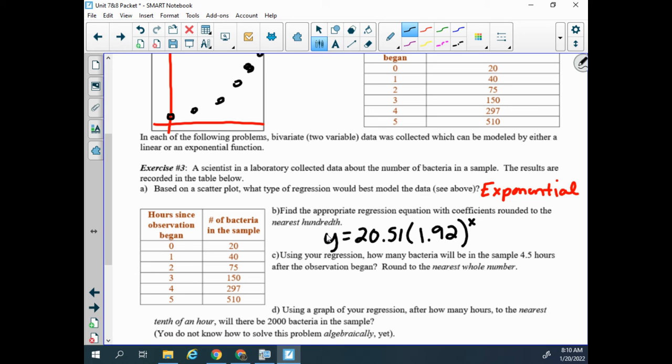Using your regression, now we're going to start to make some predictions. So we have this equation. I do notice that this is almost doubling. It's almost a 2. We're growing by 92%, I could say. And we're going to start to use that.